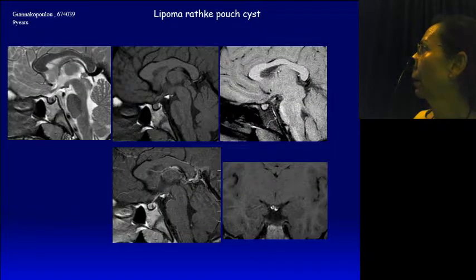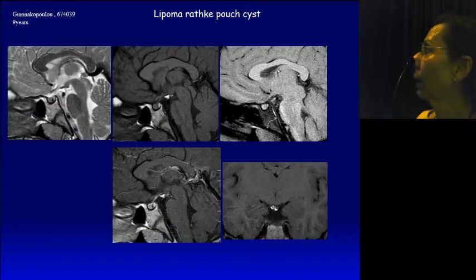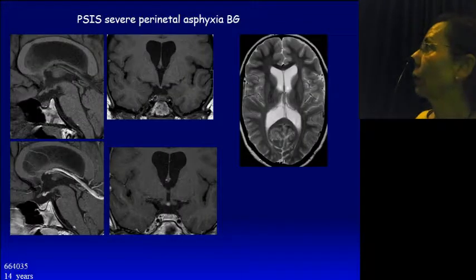This is another case with a lipoma at the level of the floor of the third ventricle, and there was a small lesion there appearing between the anterior and the posterior lobe. No growth hormone deficiency in that case, and that was a Rathke pouch cyst. So you see the association of a lipoma with a Rathke pouch cyst. You may have a combination of different things.